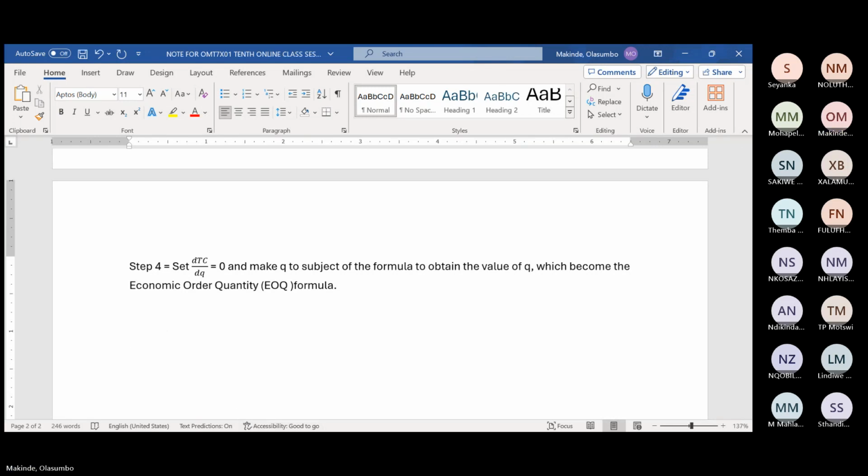So does it make sense up to this stage before we go and do all those steps now? Because we are going to do all these steps, step 1 to step 2, to go and find the Q that minimizes the TC. Please, let's respond. Don't keep quiet.